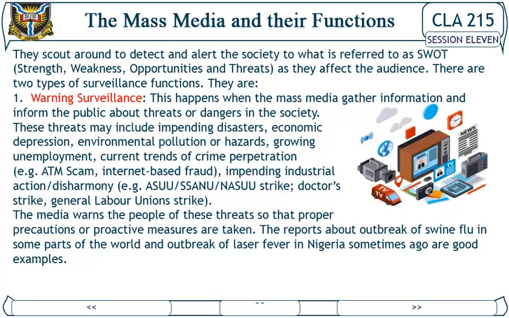The media warns the people of these threats so that proper precautions or proactive measures are taken. The reports about the outbreak of swine flu in some parts of the world and the outbreak of Lassa fever in Nigeria some time ago are good examples.